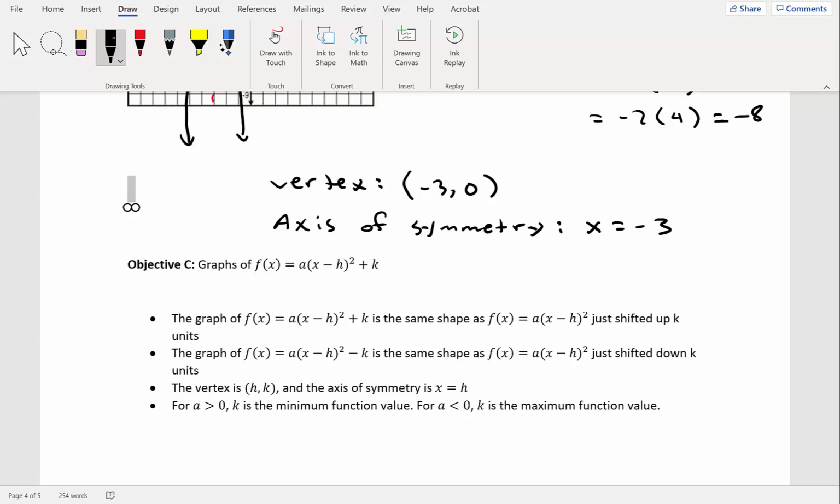Now this time our vertex, the y-coordinate is being shifted, it's changing. So our vertex here is h comma k, and then the axis of symmetry is x equal to h, so that stays the same. It's still the x coordinate in your vertex. And now for a greater than 0, so if your a is greater than 0, k is the minimum function value, and for a less than 0, k is the maximum function value.